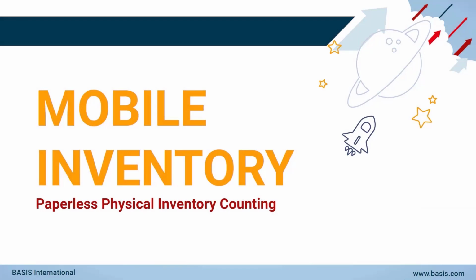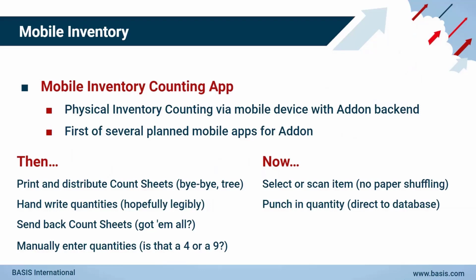This session features an end-to-end look at Addon's mobile app for counting inventory. The mobile app lets you do your physical inventory counting with a mobile device, on or offline, with Addon at the back end. It's the first of several mobile apps that we have planned for Addon. You can look forward to mobile apps for sales order picking and purchase order receiving in future releases. The mobile app streamlines the counting process for everyone involved and improves efficiency and accuracy in the process.